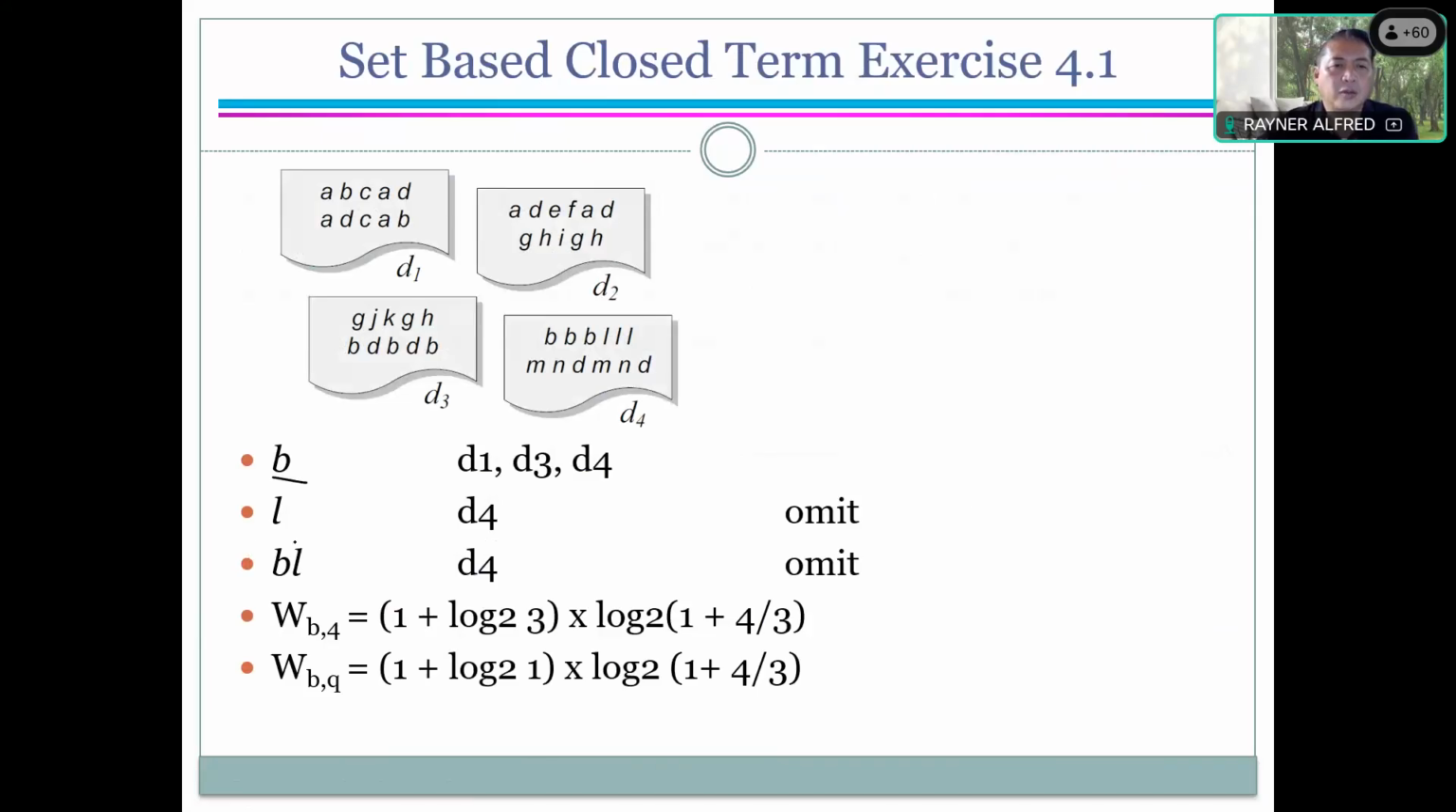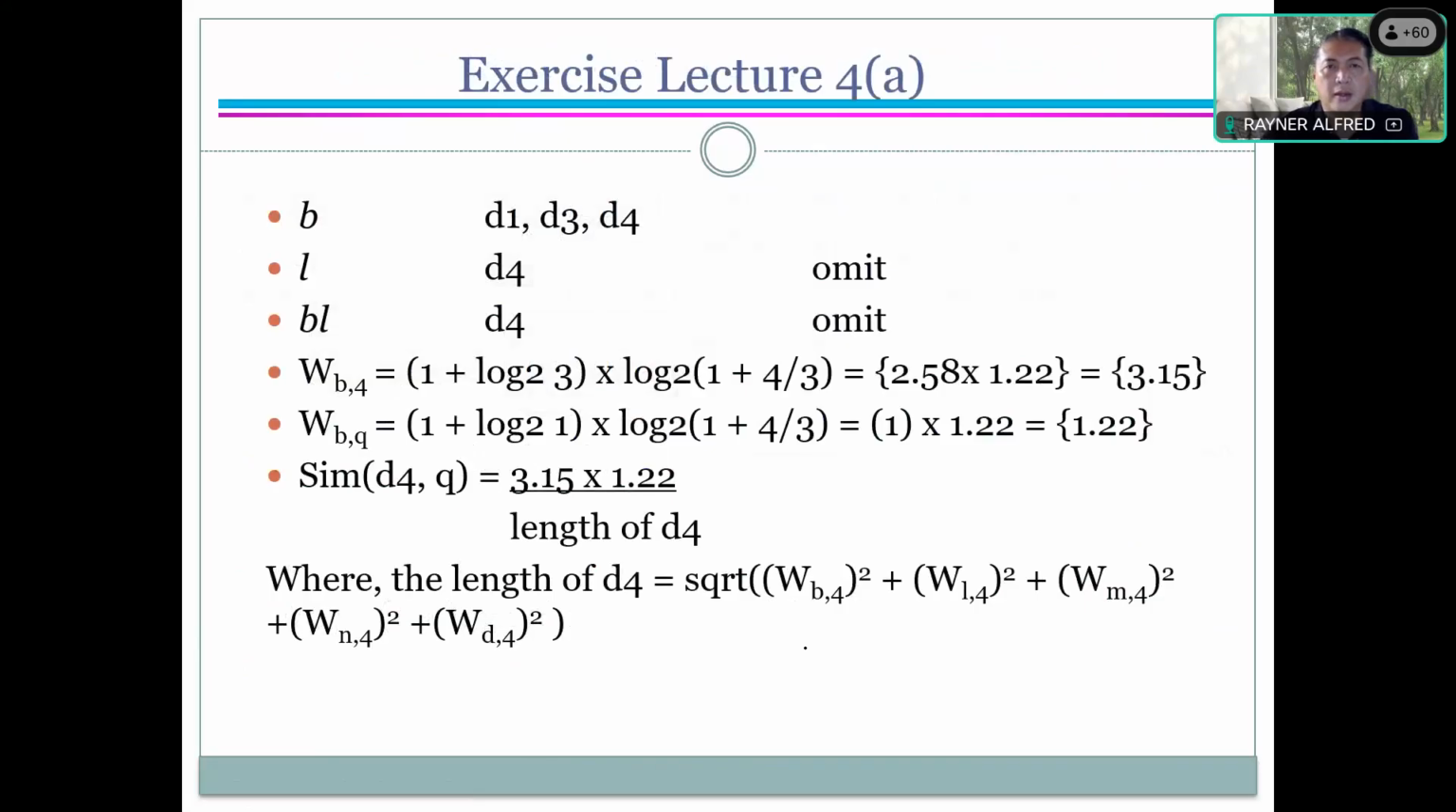Okay. So for B, in order to compute the ranking, we need to measure the weightage of B in document 4 and also the weightage of B in the query. So the weightage of B in document 4 will be, we have 3, and B exists in 1, 2, 3, so we have 3 here. But in the query, it exists once, and this is the same. Okay, so this is what we get.